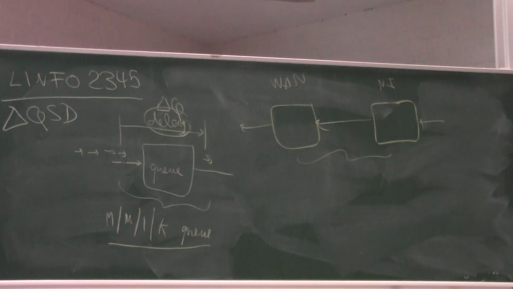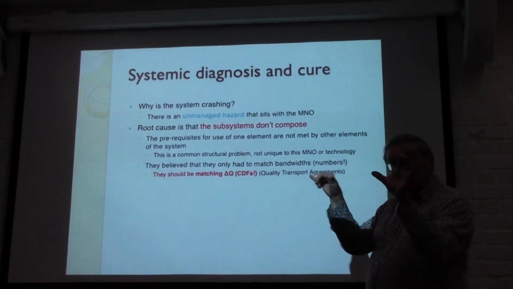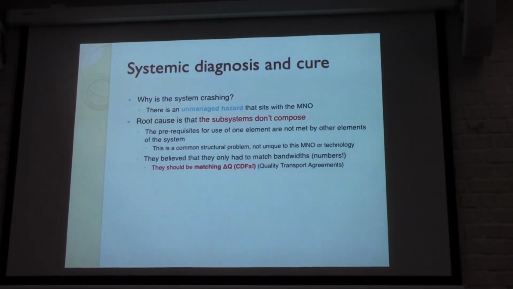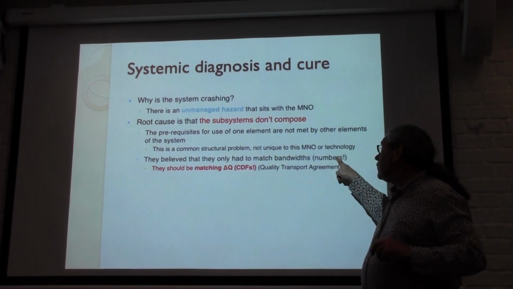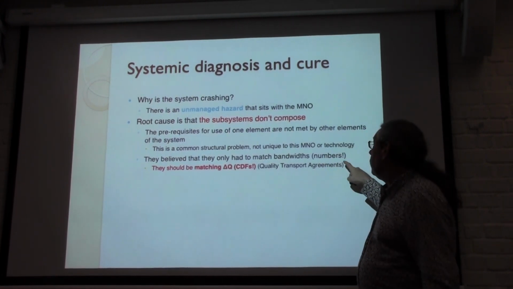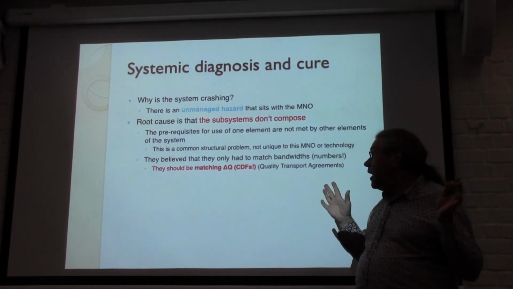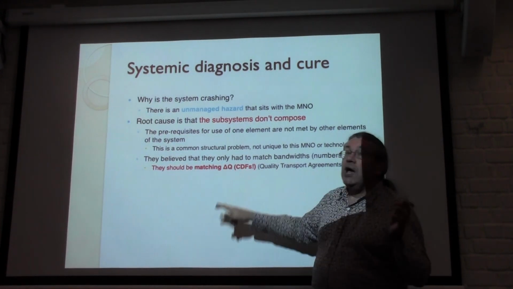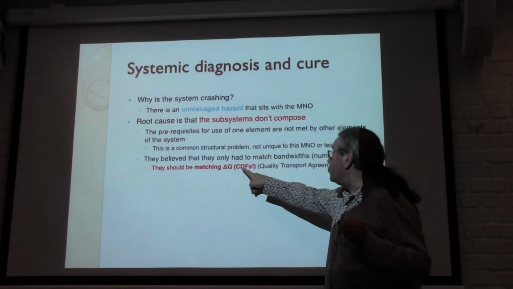And the problem is that in the two components, the bandwidths were being matched. That means the bandwidth of this one was high enough that it would accept what's coming in here. This bandwidth was higher than what that one was generating. But those are just numbers. The bandwidths are just numbers, so many gigabits or megabits. What they should be matching is more than bandwidth. The full CDF should be matched. The whole cumulative distribution function should be matched.